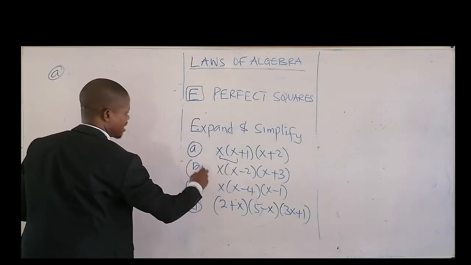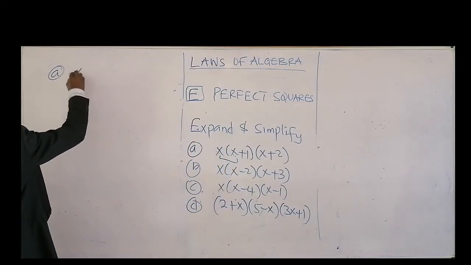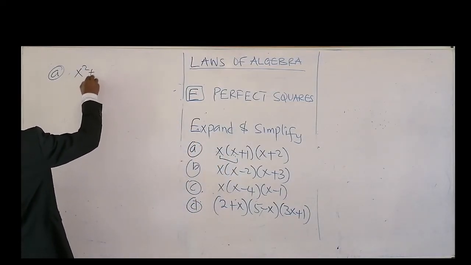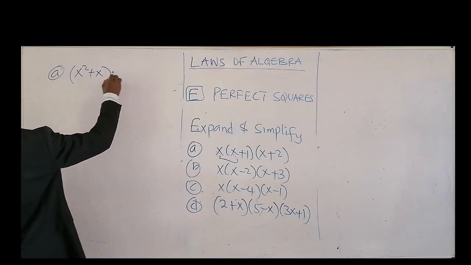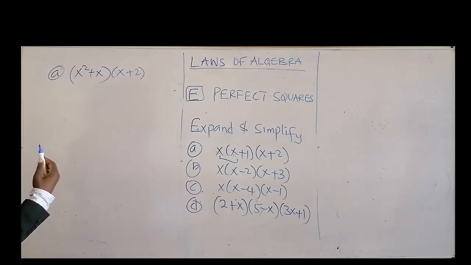Okay, by first expanding this and this, that will be this one times this one. That will be x squared plus what? Plus x times what? This plus 2. So we have reduced it to 2 expressions now.